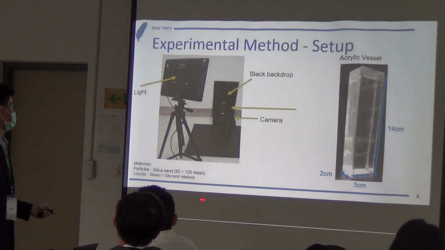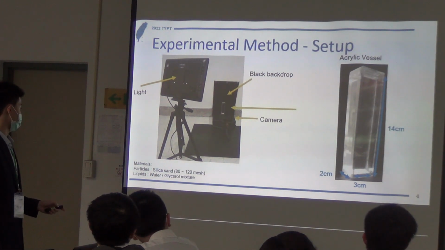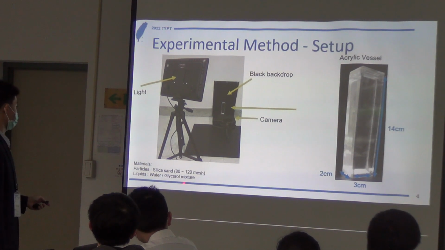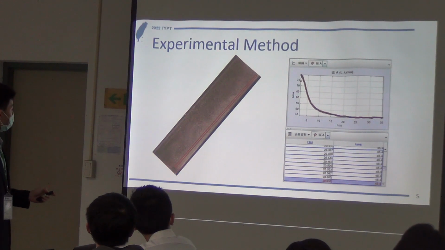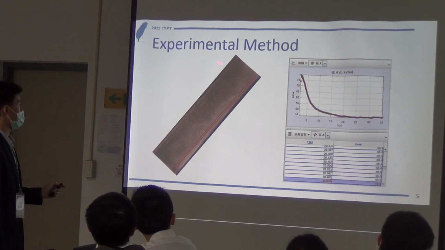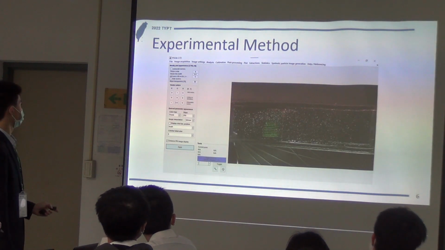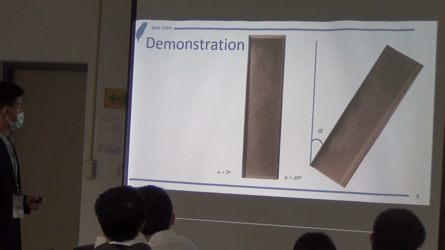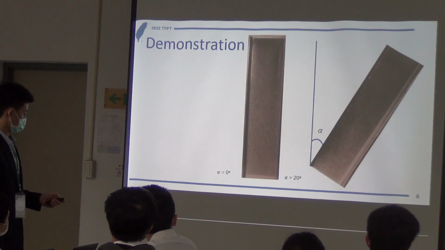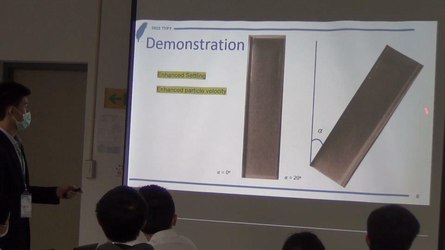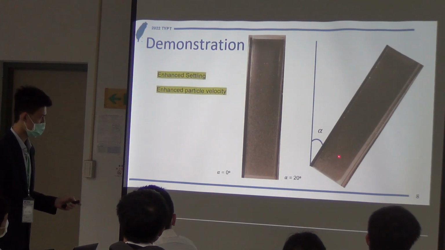So this is our experimental setup. The left is a photo of our camera setup, and the right is a photo of our acrylic settling vessel. Throughout our entire experiment, we used silica sand that's 80 to 120 mesh. In order to quantify the settling rate, we use Tracker to track the luminosity. And also to analyze the flow field, we use PIV. And here's the phenomenon demonstration. As you can see, the settling rate for the tilted container is faster than vertical settling. And also, individual particle velocity is intense.